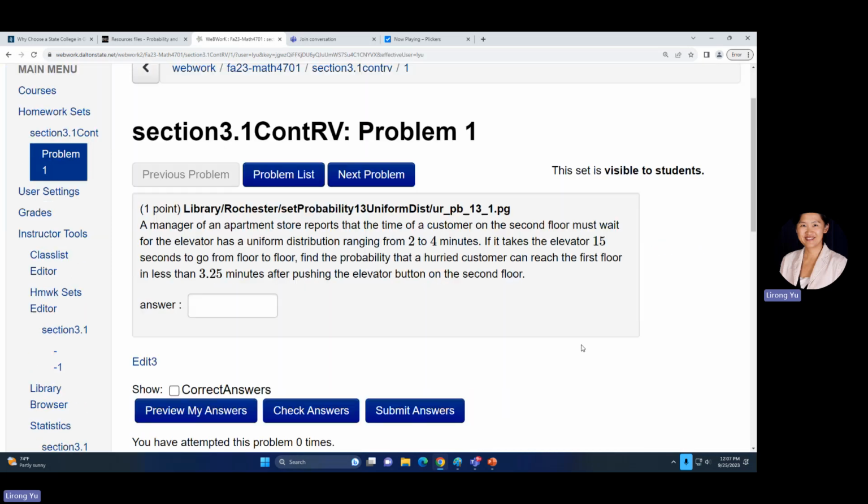Let's go back to question number 1 since I skipped it first. The question is not hard. Computation wise, it's not hard. It's a concept of why we're doing certain things. So let's read this question one more time.